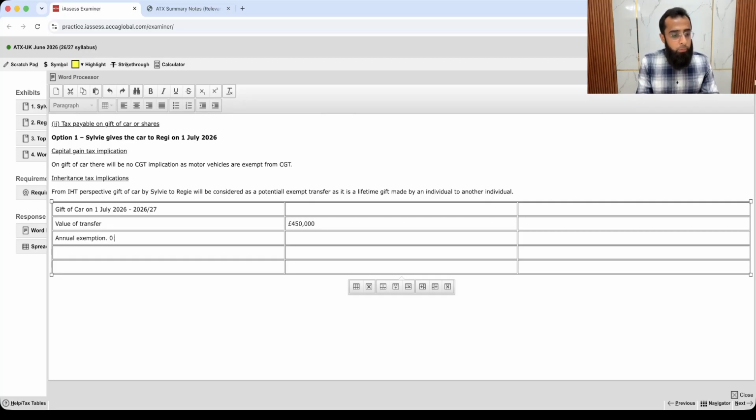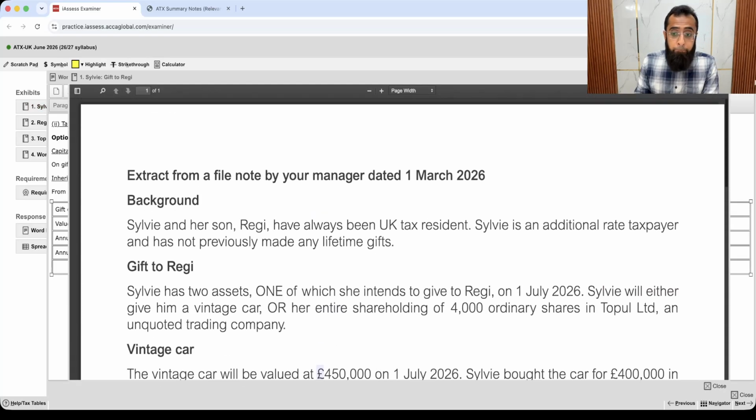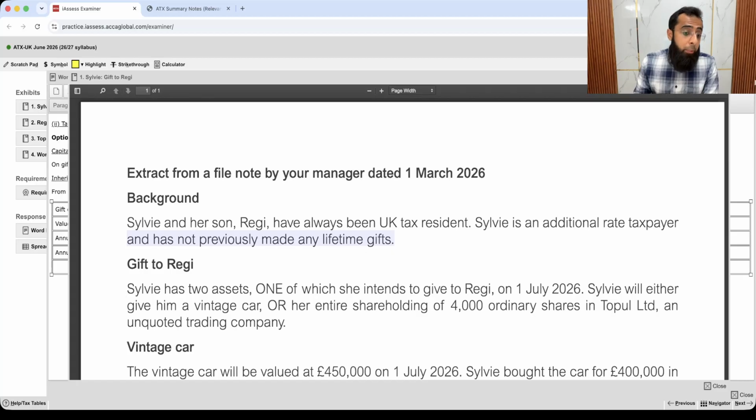Annual exemption. Current year, it is 2026-27, £3,000. The question stated that Sylvie has not made any other gifts. So this means that annual exemptions are available. If you remember, we read it here: has not made any previous lifetime gifts. So annual exemptions are available.